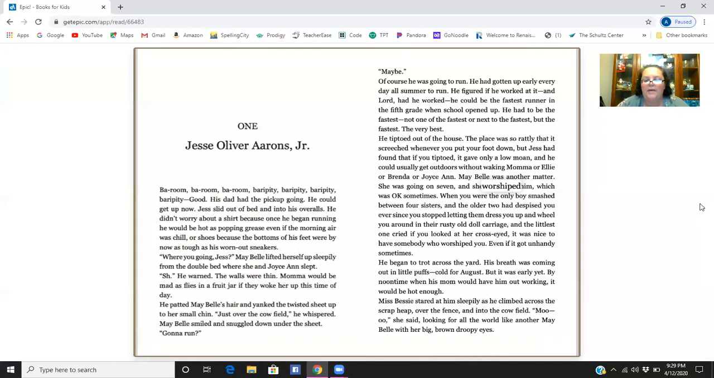His breath was coming out in little puffs. Cold for August, but it was early yet. By noontime, when his mom would have him out working, it would be hot enough. Miss Bessie stared at him sleepily as he climbed across the scrap heap, over the fence and into the cow field. Moo, she said, looking for all the world like another Maybelle with her big, brown, droopy eyes.